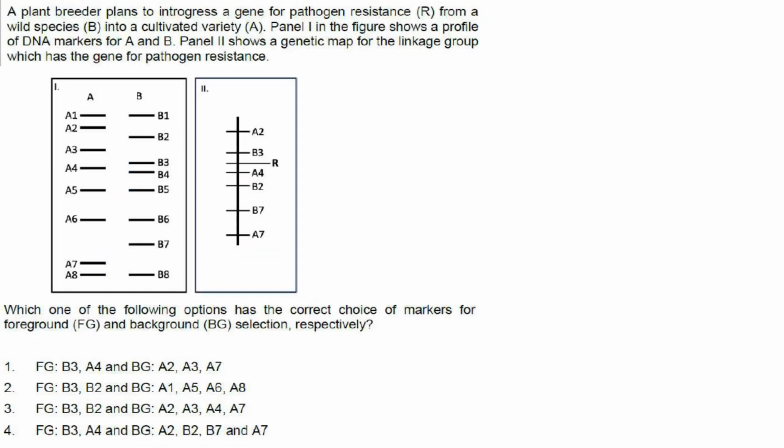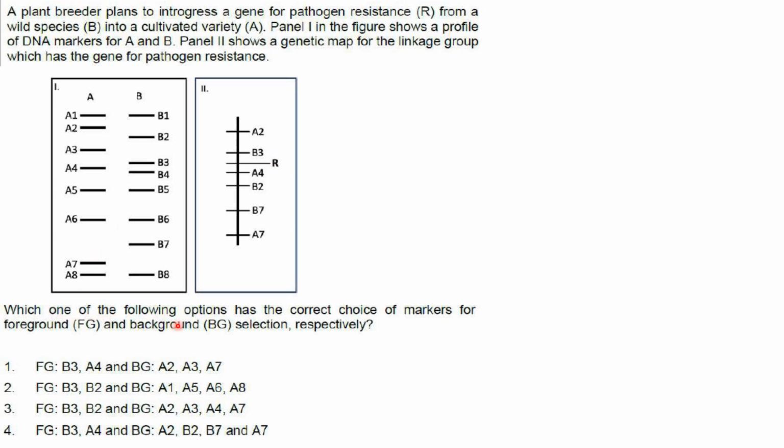Then next one. A plant breeder introduces a gene for pathogen resistance from wild species B. So B is the donor species, into a cultivated variety A. A is the recipient or the recurrent species. Panel 1 in the figure shows a profile of DNA markers for A and B. Panel 2 shows a genetic map for the linkage group which has the gene for pathogen resistance. This R is the pathogen resistance.